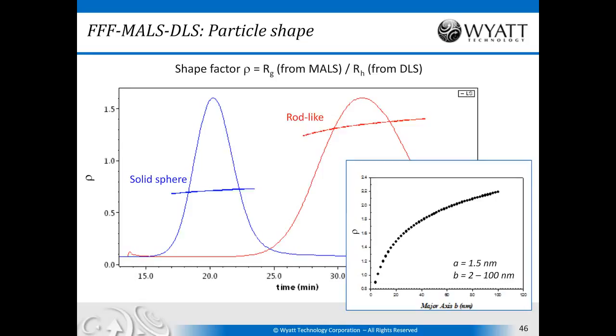And if you look at 2 different particles separated over FFF, and rho being measured with online MALS and DLS, we can determine that the blue particle has a shape factor indicating a solid homogeneous sphere, whereas the red particle is more rod-like and elongated. So again, we can get shape information from this combination of online MALS and DLS with FFF separation.